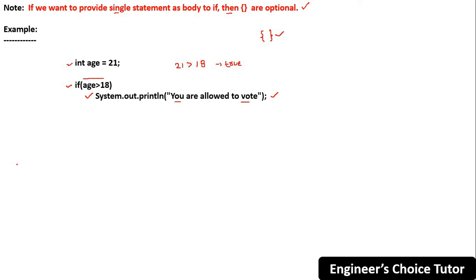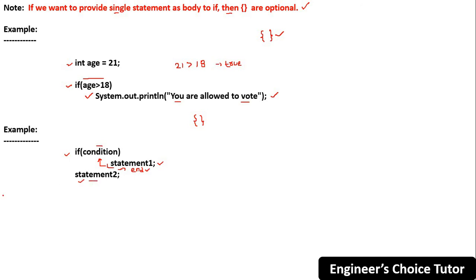Clear? Next example. I have this if statement: if condition, then statement 1. Then I have statement 2. I'm not using curly braces. So statement 1 is the only part of this if. If the condition is true, then statement 1 will execute, and after statement 1 the if ends. And then we have statement 2.